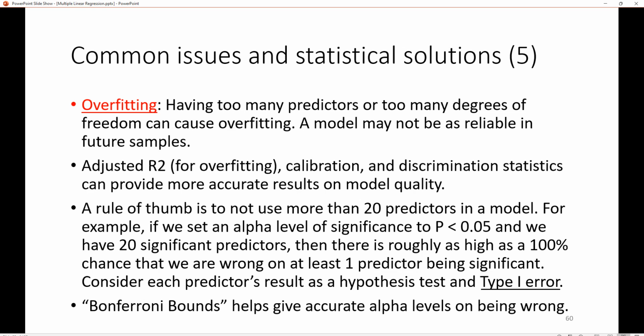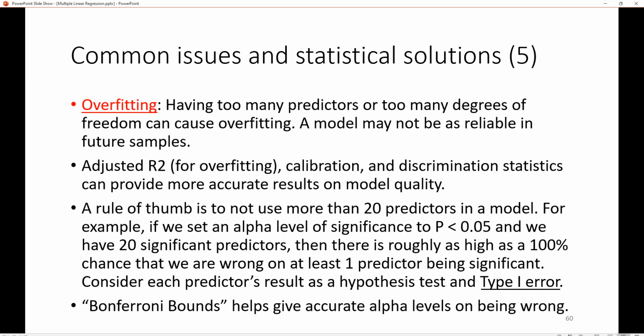Adjusted R-square is adjusted for overfitting. Calibration and discrimination statistics can provide more accurate results on model quality, especially for discrimination. That'll give us an idea if we do model validation. That can tell us what we're likely to see in future data. A rule of thumb is not to use more than 20 predictors in a model.